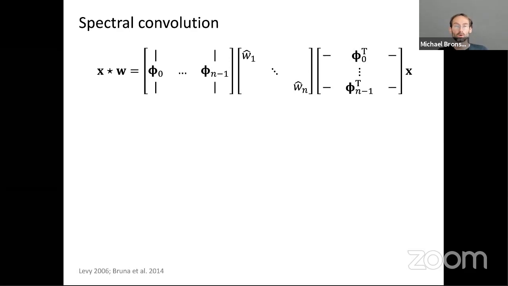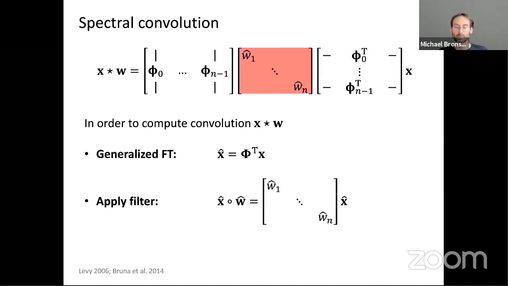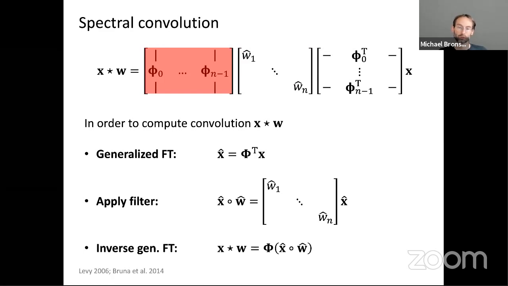Now, how do we do convolution in the spectral domain? Exactly as we did before, we just replace the Fourier transform with this generalized orthogonal basis of the Laplacian. So to compute the convolution of x with w, we first apply the Fourier transform, multiplying by phi transpose, right? Projecting on the basis of the Laplacian eigenvectors. We then apply the filter, multiplying by a diagonal matrix of weights, and then we compute the inverse Fourier transform, multiplying by phi. Okay, so far it looks exactly the same as before.